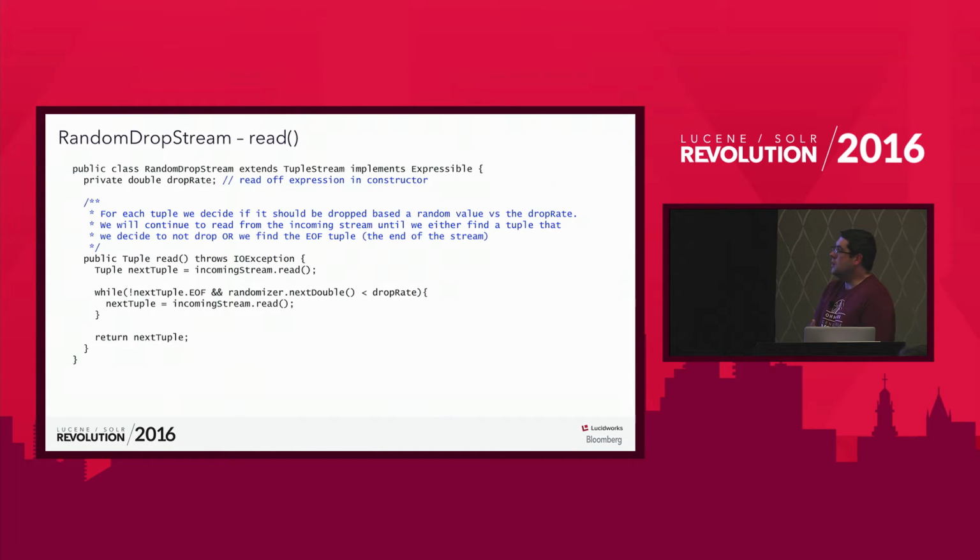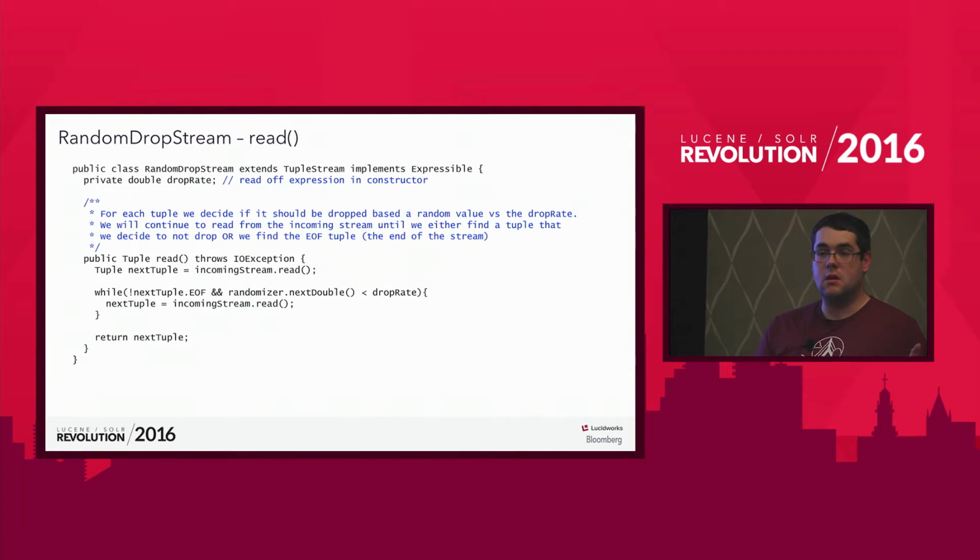This read function is a little more interesting, because what we're going to do is read the next tuple off of the incoming stream, and then we're going to decide if we actually want to return that tuple. There are two things we want to check. First, is this the last tuple from the incoming stream? If it is, we're done. We're just going to return it because it's the EOF tuple.